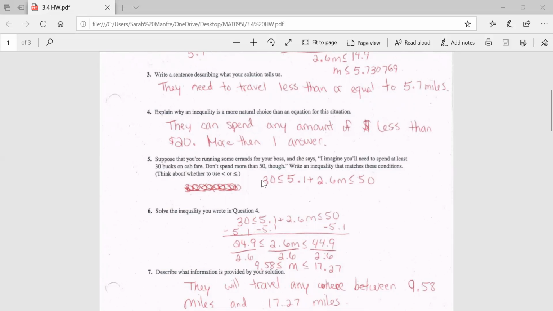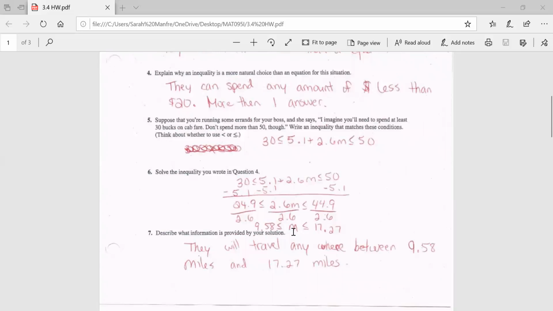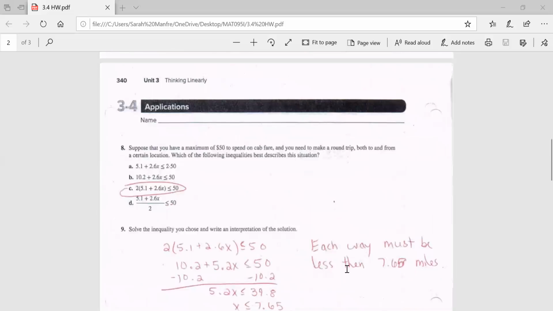So 30 is going to be my minimum, 50 is going to be my maximum, and I am taking 5.1 plus 2.6M, that's the equation that we came up with from above. I'm putting that in the middle. And then to solve it, we're going to subtract 5.1 from both 30 and 50. And then you're going to divide both of those answers by 2.6, which means that she's going to have to travel anywhere between 9.58 miles and 17.27 miles. All right, so that's the answer for that.